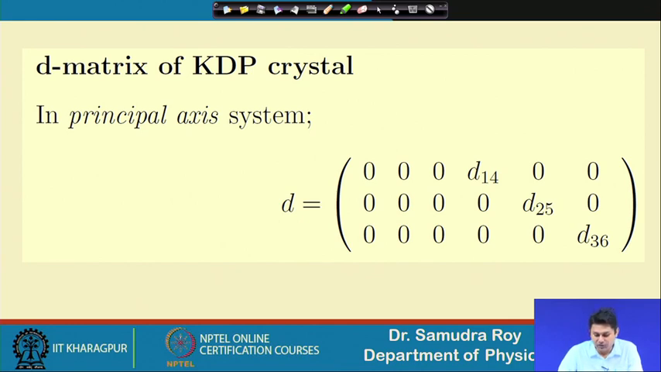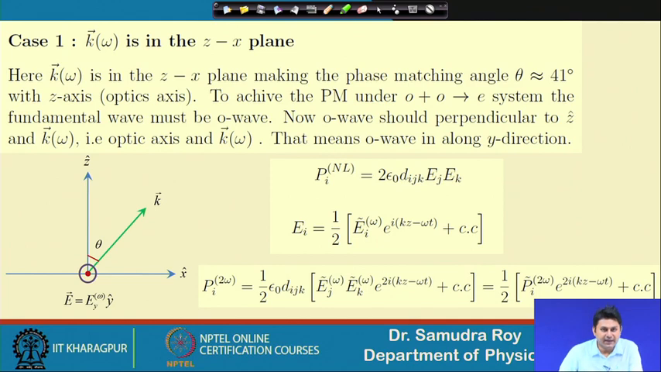But the question is, among these three coefficients, which are dominant, or which really generate the second harmonic. That is something we need to figure out. Well, this is again the previous problem.